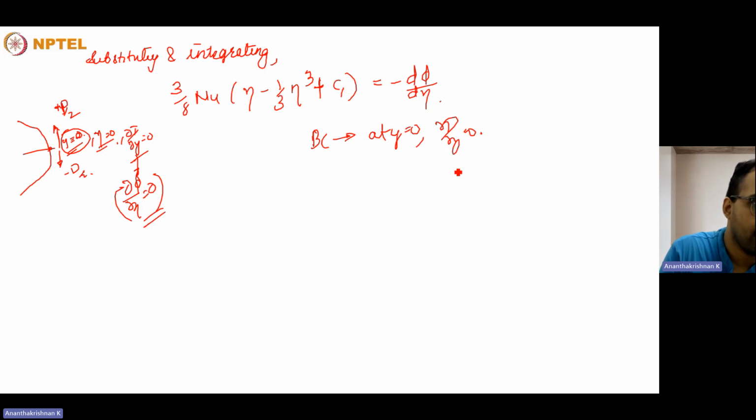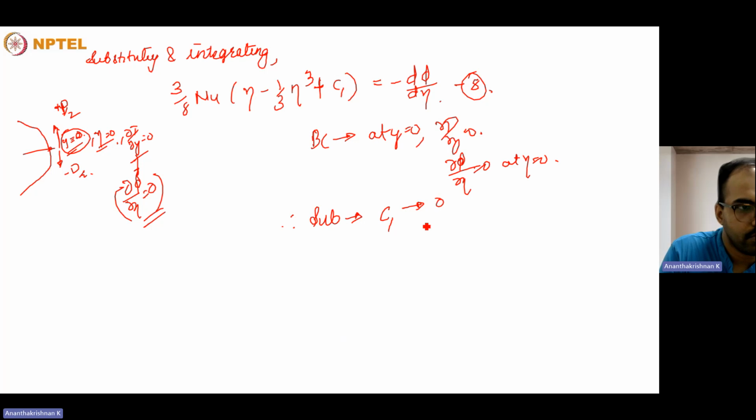So in this case, it could be written as dou phi by dou eta is equal to 0 at eta equal to 0. Substituting that, we'll get the value of C1. When you substitute, right hand side is equal to 0 and left hand side is equal to 0, you'll get C1 is equal to 0. So you can write it straight away. Then we can integrate it once again. So you get phi is equal to 3 by 16 Nusselt number, a constant C2, eta squared plus 1 by 6 eta raised to 4.